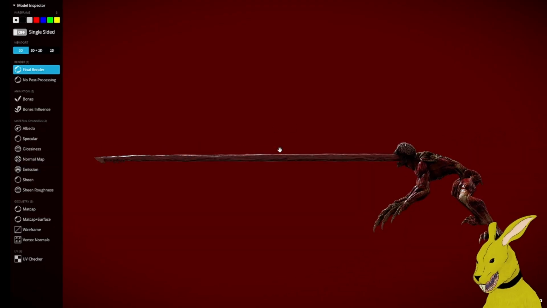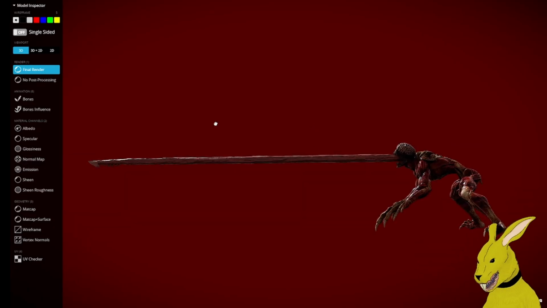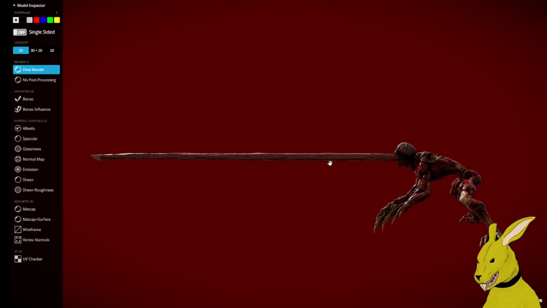Look at how long that thing's tongue is. You don't really see the whole thing in the game because it's always moving, it's curled or it's pulled back. I don't think there's a time in the game where you actually see the entire thing out, but that's 4 or 5 times its body length.